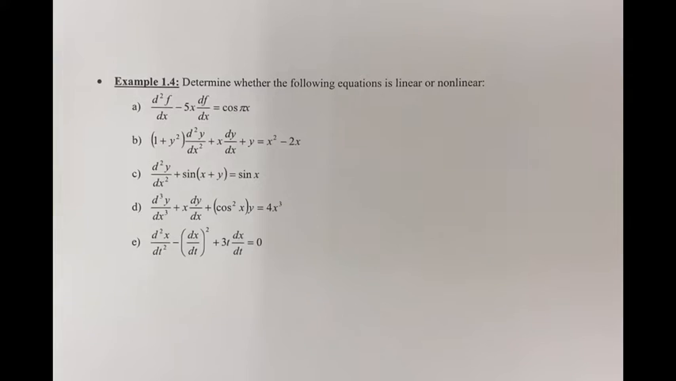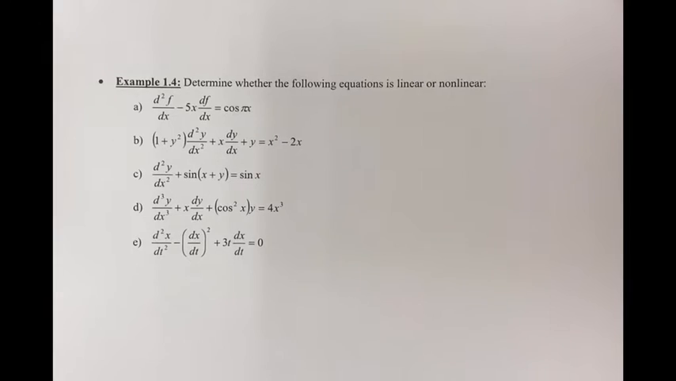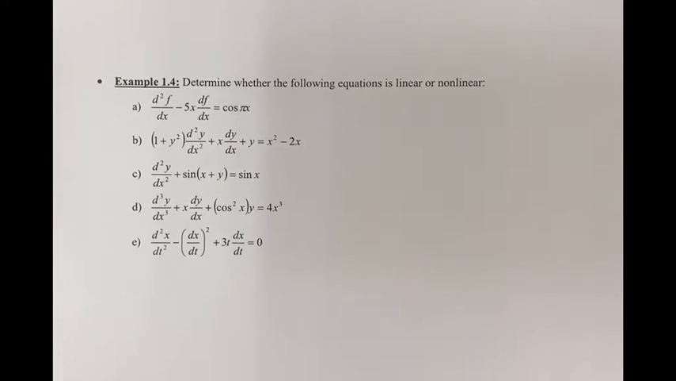To understand more about this linearity, we have these 5 examples here. Example 1.4: determine whether the following equations are linear or non-linear. Refer to the 3 conditions. For A, you have d square f over dx square minus 5x df over dx equal to cos pi x. For the first condition, there is no product of the dependent variable and the derivative.